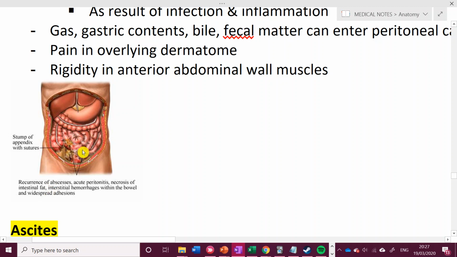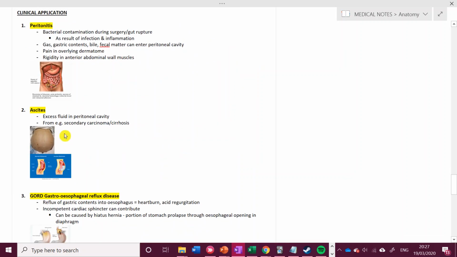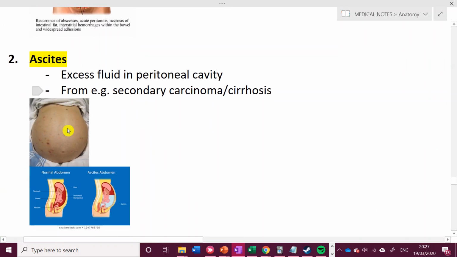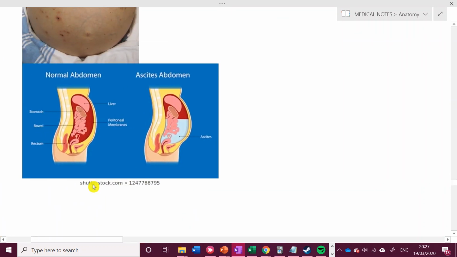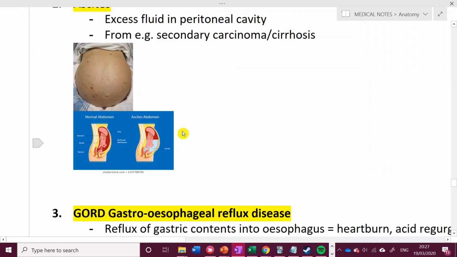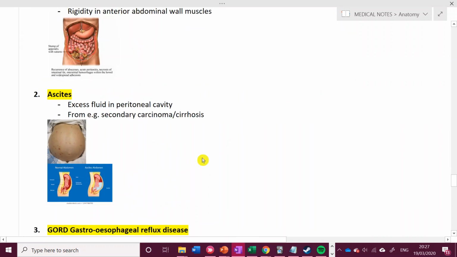You can see the inflammation here. And then we have ascites, or ascites, not really sure how to say that. This is just excess fluid in the peritoneal cavity, so you can see that here, does not look very pleasant. So you can see a normal abdomen and then the fluid in the ascites here. And this can result from cancer, secondary carcinoma, or cirrhosis.